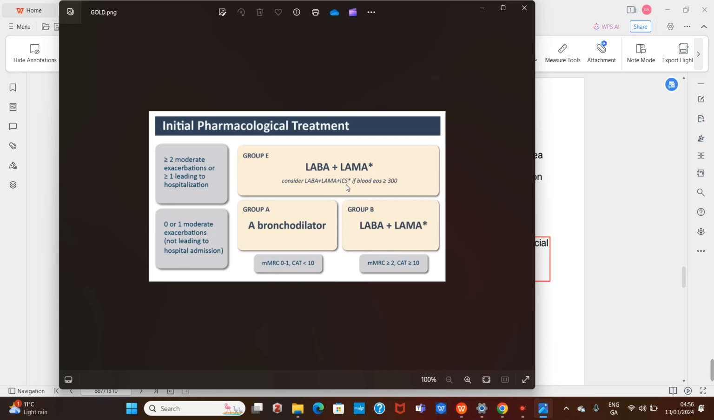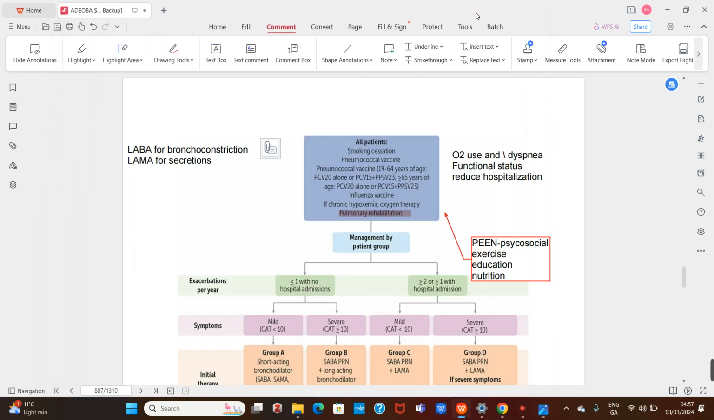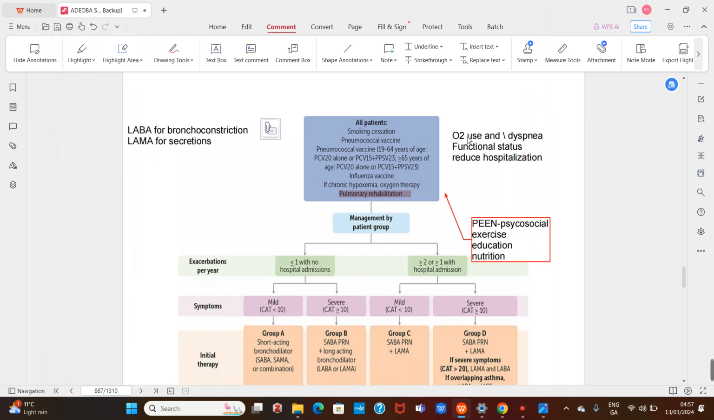But mind you, you don't use ICS if the person has a history of recurrent pneumonia from any cause. Recurrent pneumonia from any cause, you don't put ICS. You leave it. I'm sure they might not really get to that level, but just know that the only indication for you to add ICS in group E is if the person has maybe asthmatic overlap and an eosinophil count of more than 300. So, do you understand this algorithm? Is it clear to us?